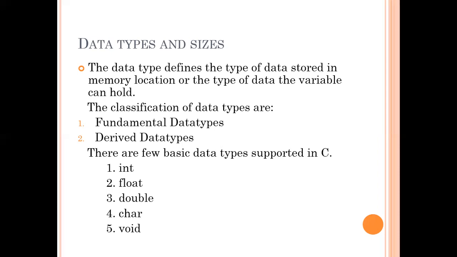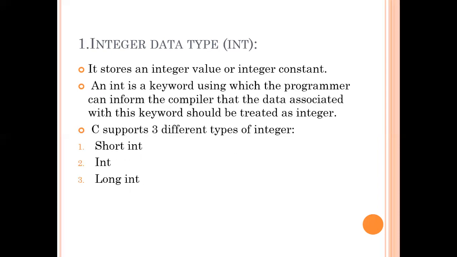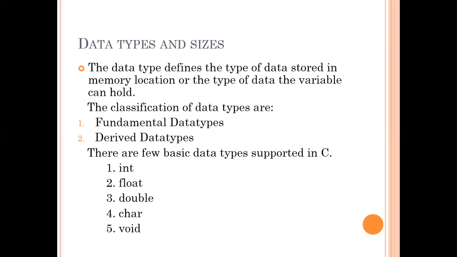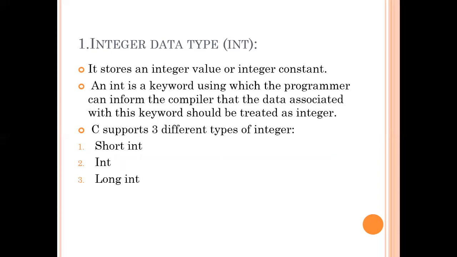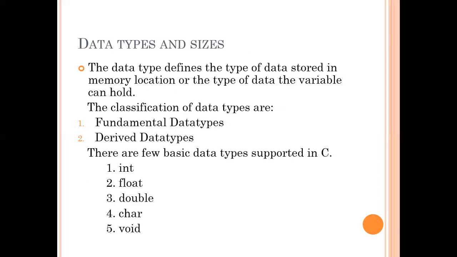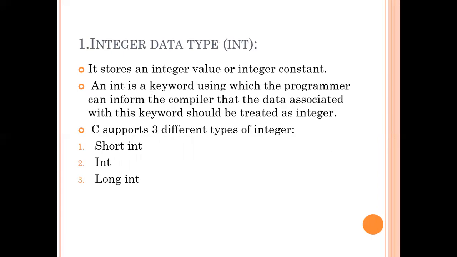The classification of data types: first is fundamental data types or primary data types. Second one is derived data types. Third one is, it's missing here, but there is a provision for the third one called user defined data types. First one is fundamental or primary data type. Second one is derived data type. Third one is user defined data type. There are a few basic data types supported in C: int, float, double, char, and void. These are the basic or primary data types supported in C.